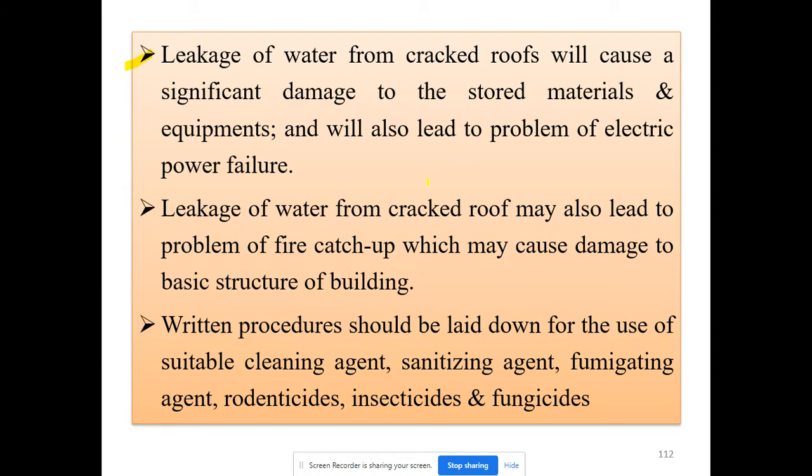Next point. Leakage of water from a cracked roof will cause significant damage to the stored material and the equipment and will also lead to the problem of electric power failure. That's why student, it becomes very necessary that we maintain the building structure of our pharmaceutical plant.